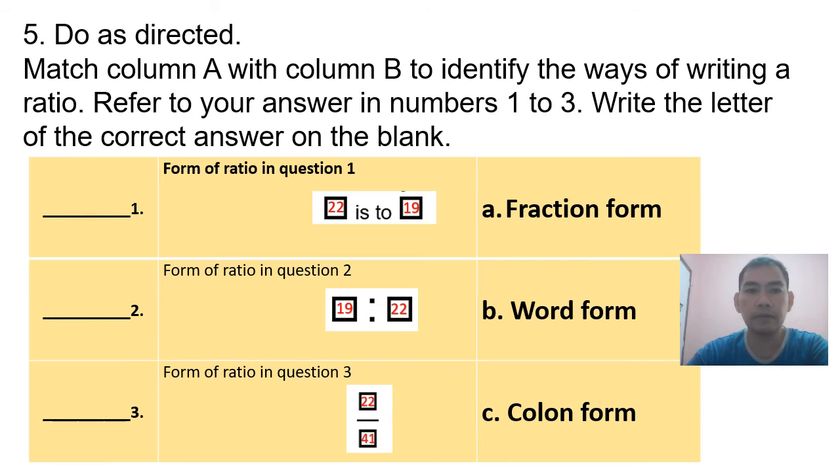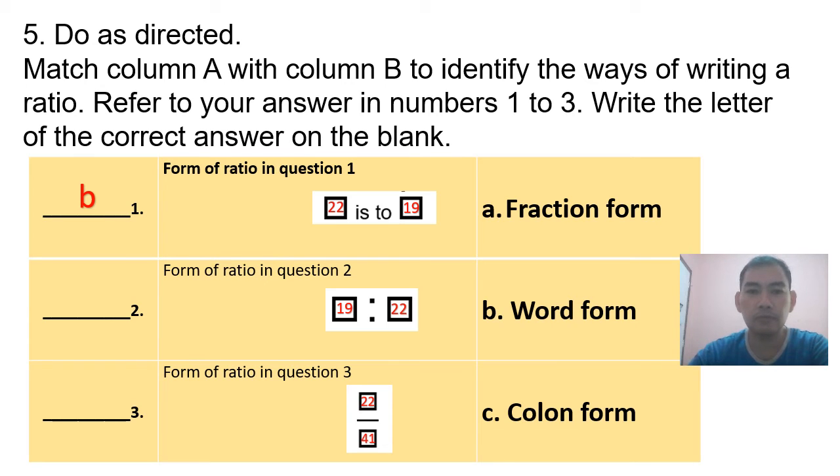So I want you to match column A with column B to identify the ways of writing a ratio. Refer to your answers in numbers 1 to 3. Write the letter of the correct answer on the blank. Okay, so number 1, that is letter D. We call it the word form.